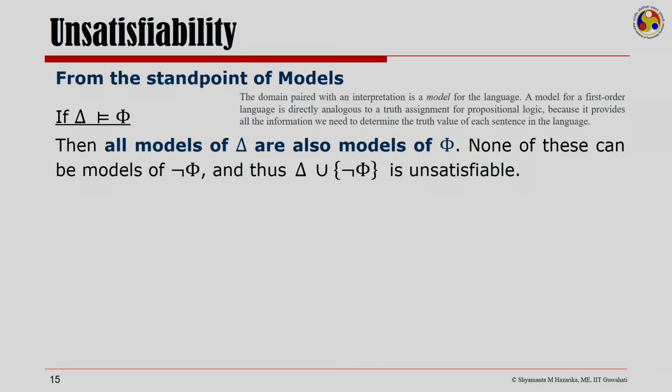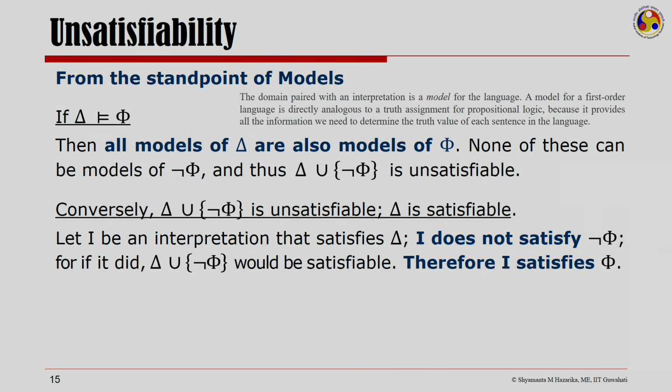Just to remind you, a model is the domain paired with an interpretation. So, a model for a first order language is directly analogous to a truth assignment for propositional logic, because it provides all the information we need to demonstrate the truth value of each sentence in the language. So, if delta entails phi, that means all models of delta are also models of phi, then none of these can be models of not phi, and thus delta union not phi is unsatisfiable.